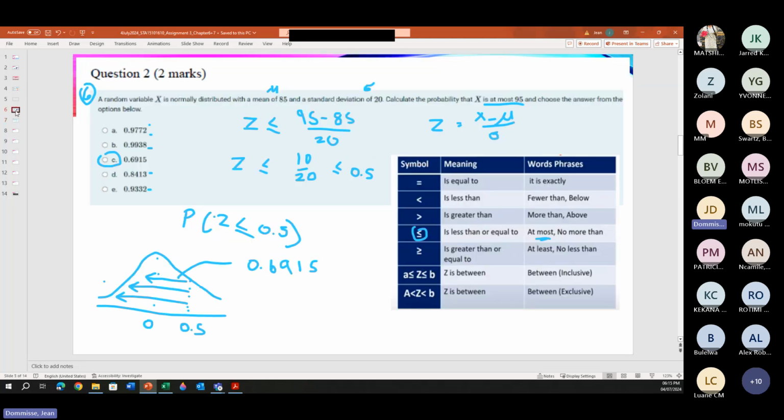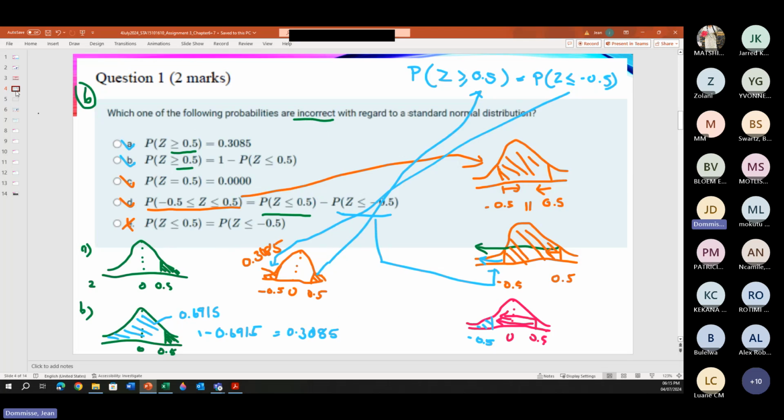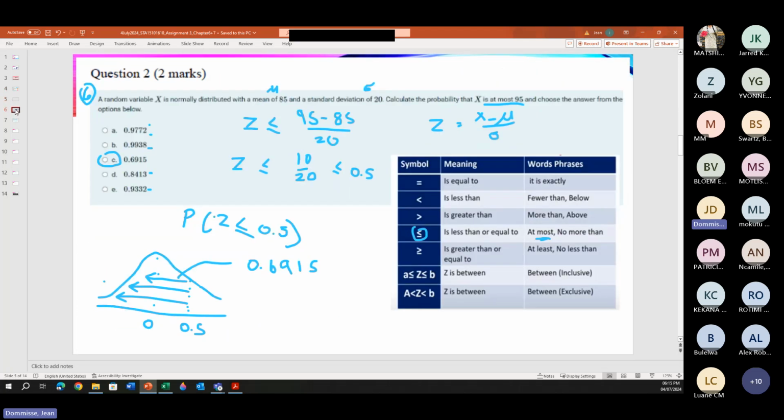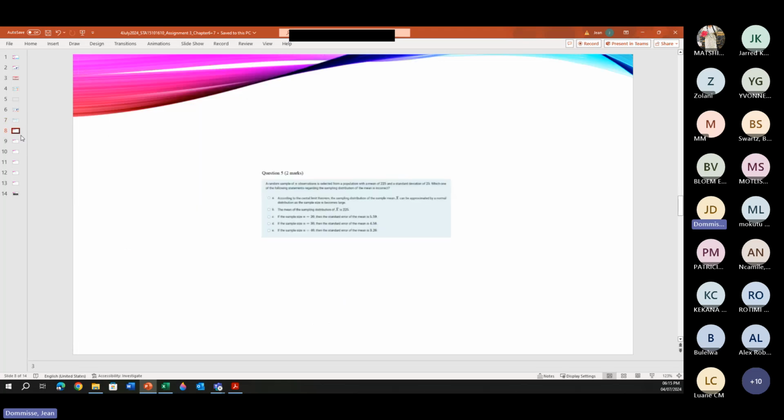So all of these were at the moment still looking at chapter 6. I think there will be one that is probably very similar in one of the questions for chapter 7 as well. Okay, so let's go on to the next one.